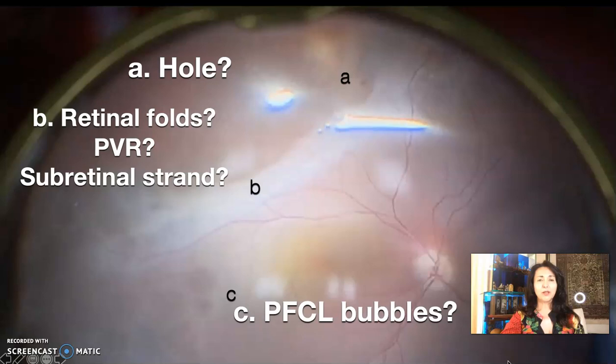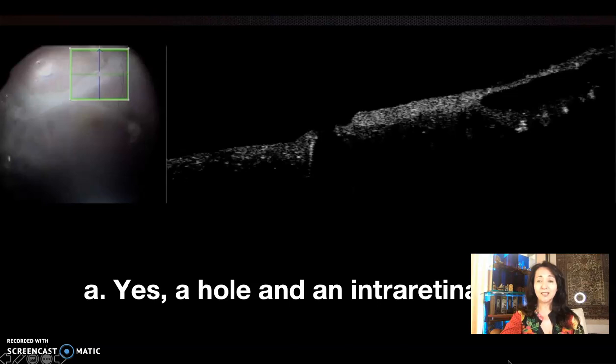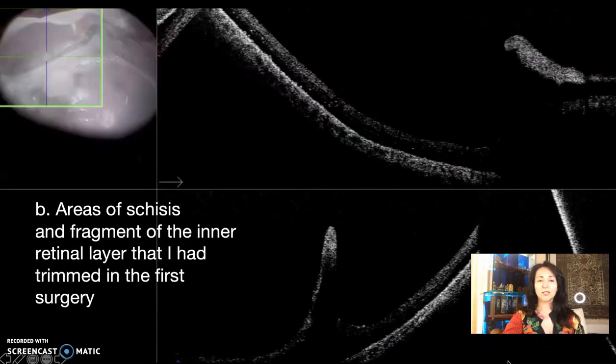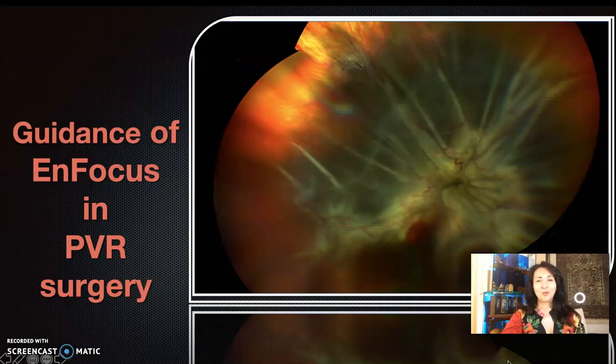I was wondering whether A was a hole, B was PVR or retinal folds or subretinal strands, C subretinal PFCL bubbles. The OCT was a guidance to understand that actually A, yes, was a hole closest to a cyst. The B were areas of inner schisis and remnants of the inner retinal layer that I had trimmed in the previous surgery, and C were areas of schisis and not PFCL bubbles, so I did not have to go under and remove them.